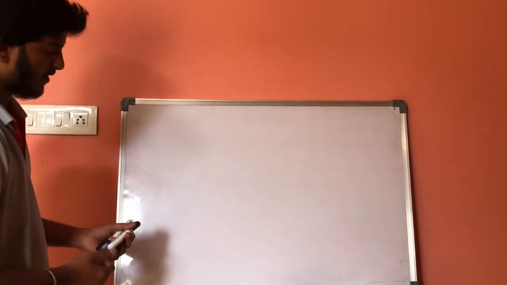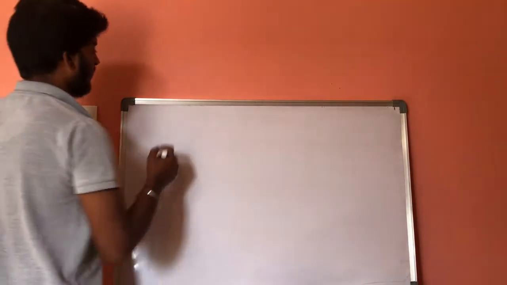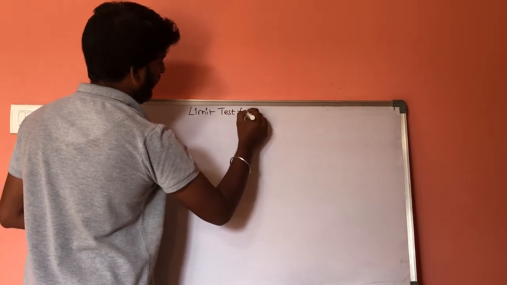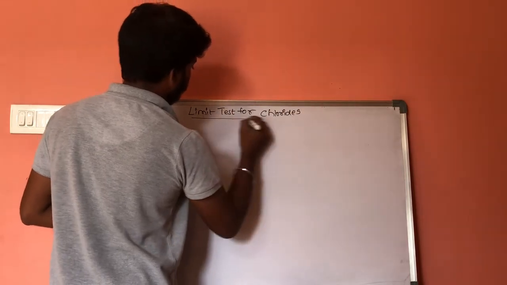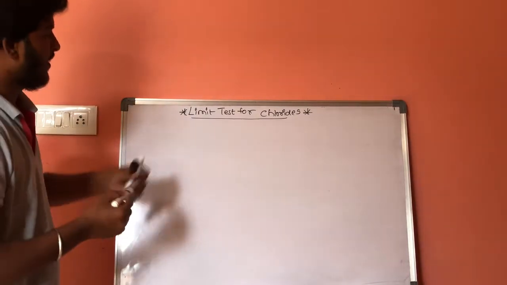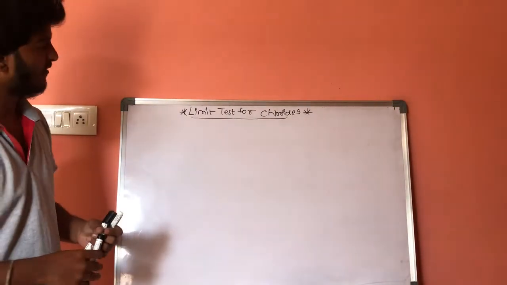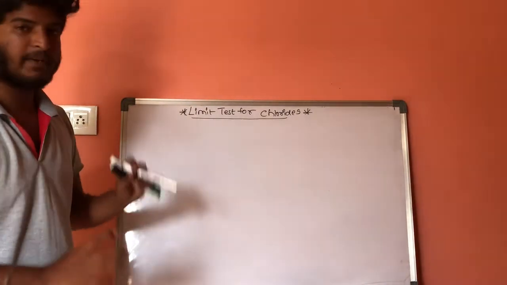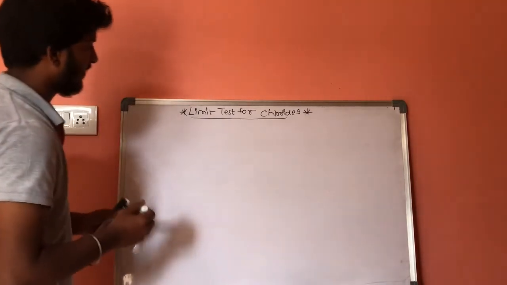First, let us discuss limit test for chlorides. The topic is about limit test for chlorides. In limit test for chlorides, it is also the same process in which it requires two similar Nessler cylinders. First, let us discuss the principle of limit test for chlorides. Here, principle.